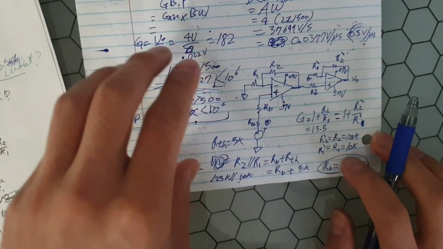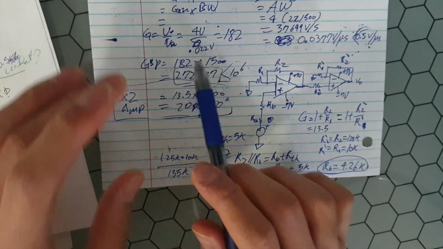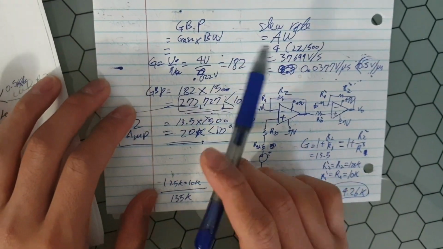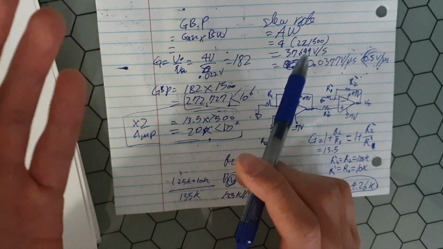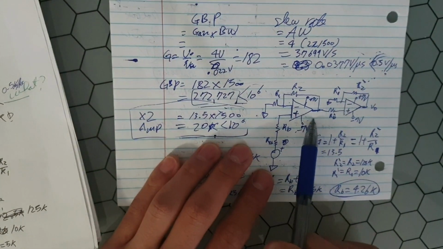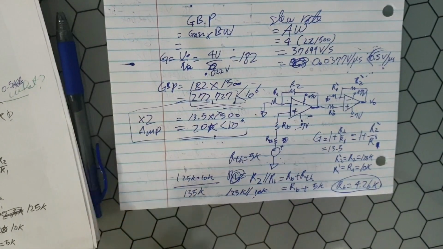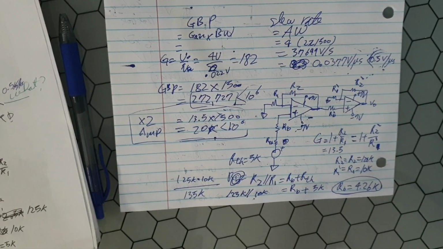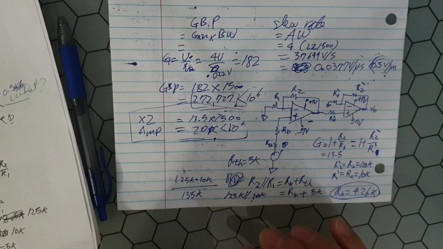And then there you have it. We have a proper gain bandwidth product with a suitable slew rate, and we use a 2-stage op-amp to amplify the signal from 22 millivolt to 4 volt.